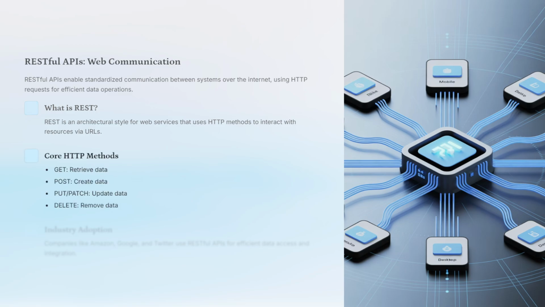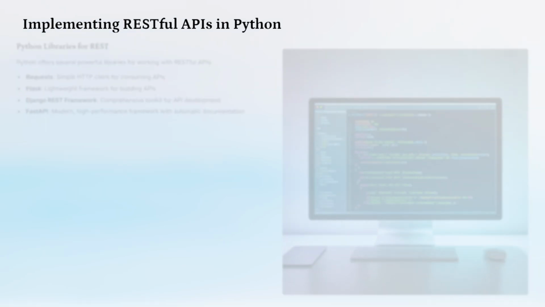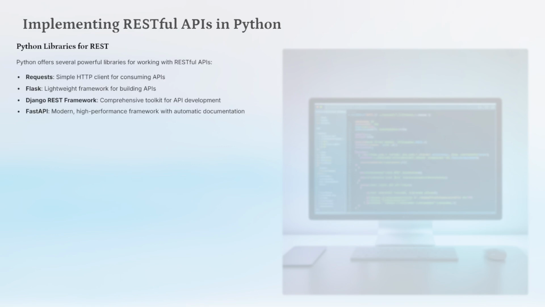So we also have core HTTP methods, which have GET to retrieve data, POST to create data, PUT or maybe PATCH to update data, and also DELETE to remove data. We also have the industry adoption, where companies like Amazon, Google, Twitter use RESTful APIs for efficient data access and integration.